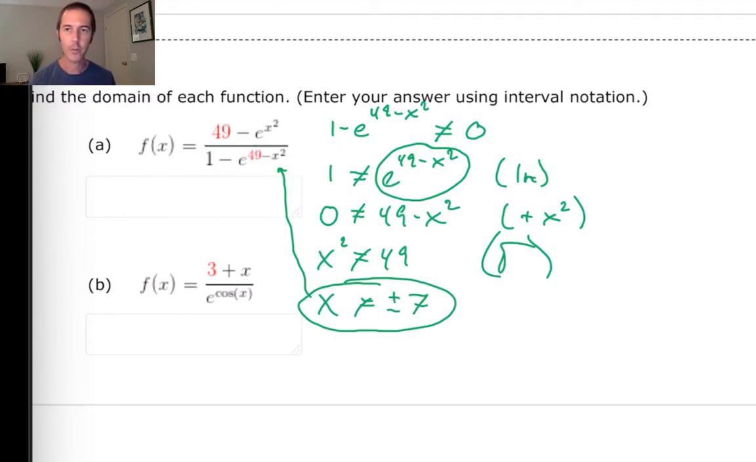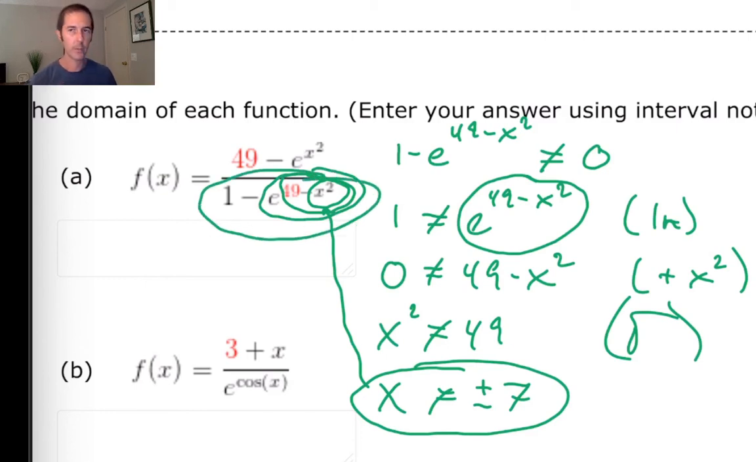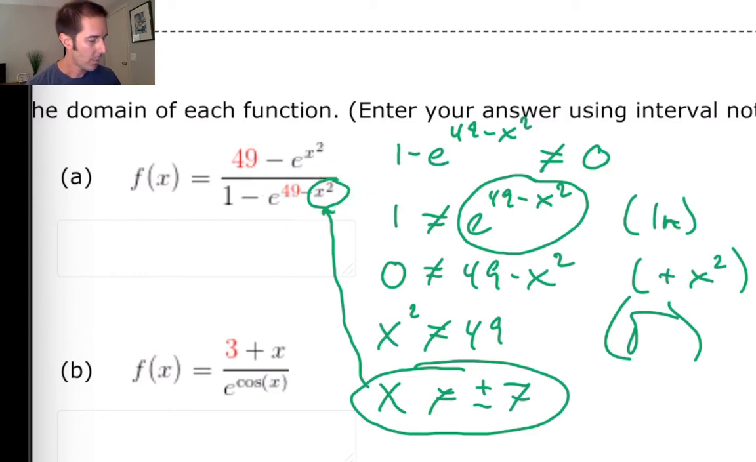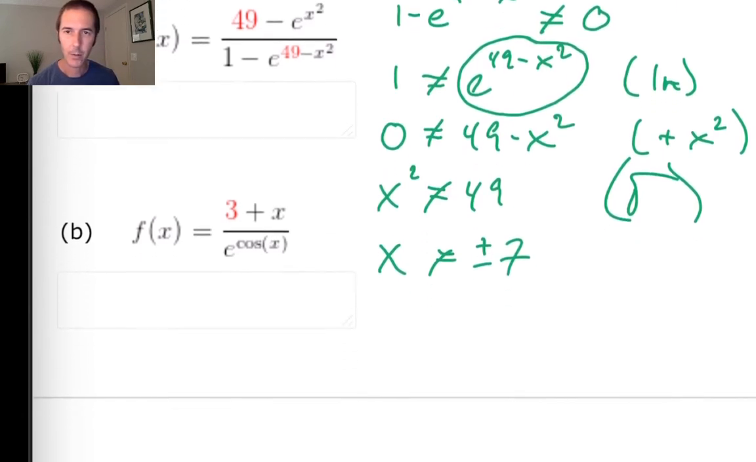Now what happens if we use an x value of negative 7? Does that really still cause division by 0? It sure does, because negative 7 squared is positive 49. 49 minus 49 is still 0. E to the 0 is still equal to 1. 1 minus 1 is still equal to 0. Not good. Division by 0. So we will not be including negative 7 in our domain either.